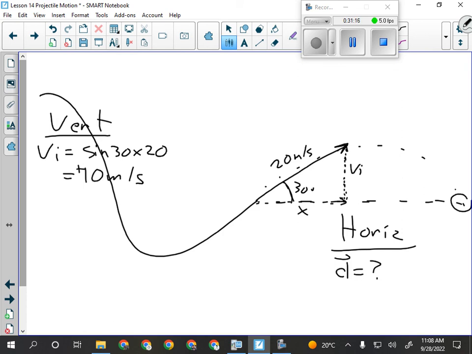Positive 10 meters per second. Why did I put a positive in on this one and I didn't on the others? Because you're going to fall back down. Right, I'm going to go up and down in this one. Okay, so I've got this and I know this.